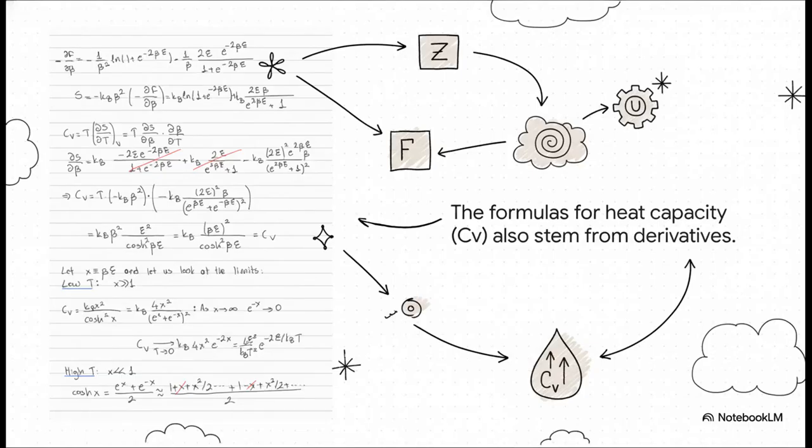Here's a full example from the notes showing the calculation for heat capacity, CV. Notice the pattern here. It's all about derivatives. You see the formula for S is a derivative of F, and then CV is related to the derivative of S. It's like a cascade of calculations. And the one thing you have to remember is that it all starts with calculating Z.